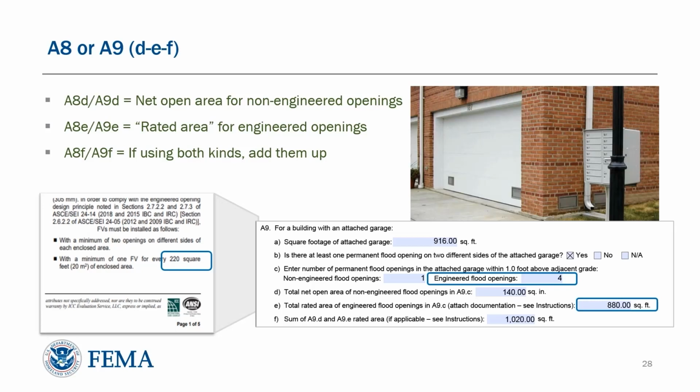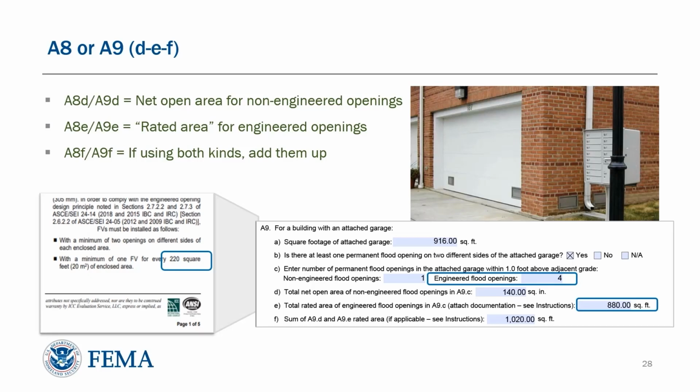The new form now accounts for the possible combination of the rated area of the engineered openings, recorded in feet, and the net area of non-engineered openings, recorded in inches. And you add those up to get the total net rated area, which gets recorded in A8F or A9F.